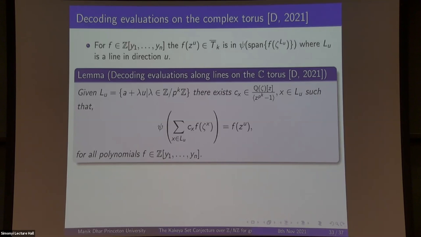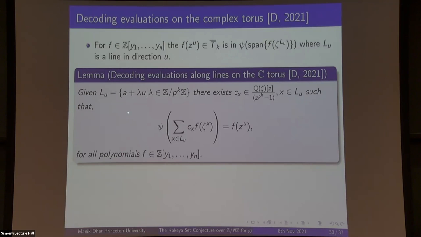So something which does not depend on the precise line, just on the direction. Here you have something similar. You take a polynomial with integer coefficients. You only look at its evaluations along a line. And after doing some decoding and applying the mod p map, you get something which only depends on the direction. There is no dependence on the actual line left.